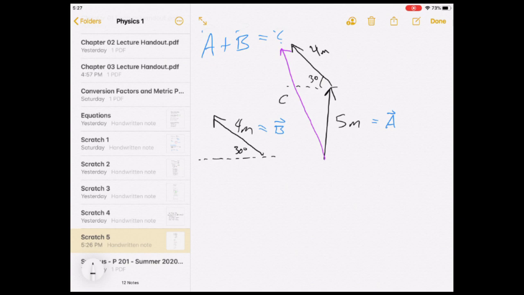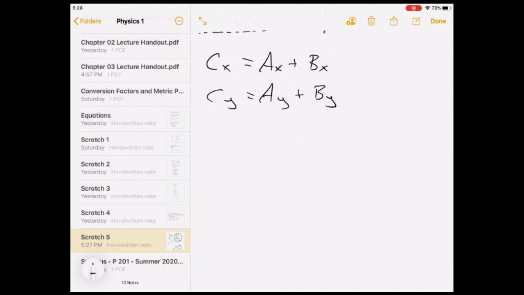So let's let the answer be C, right? So C sub X is just A sub X plus B sub X, and C sub Y is A sub Y plus B sub Y, right? And I can see pretty quickly A sub X is 0 and A sub Y is 5. B sub X is something negative and B sub Y is something positive. So A is pretty easy to break into components. B I'm going to have to think a little bit more about, but it's just trig. We can do it.